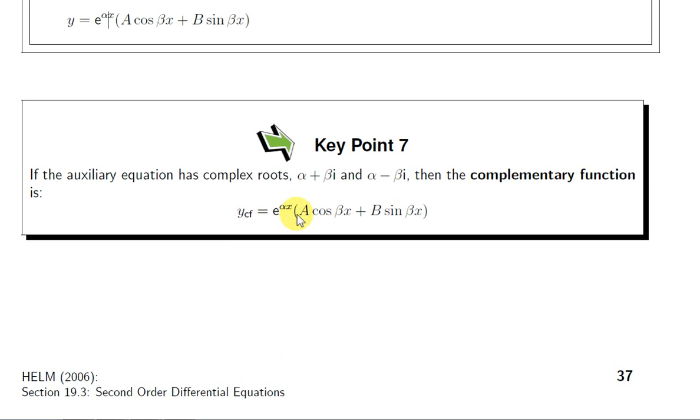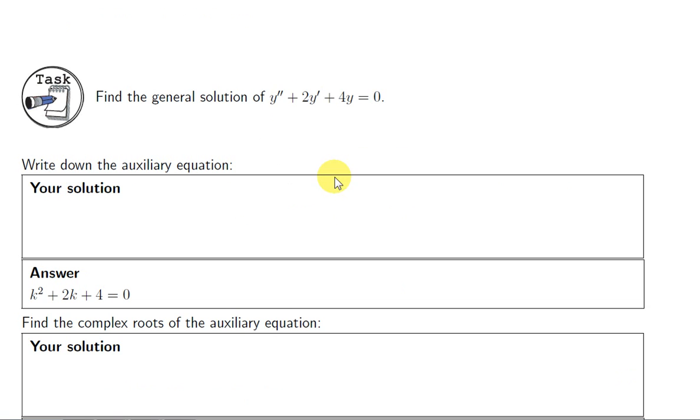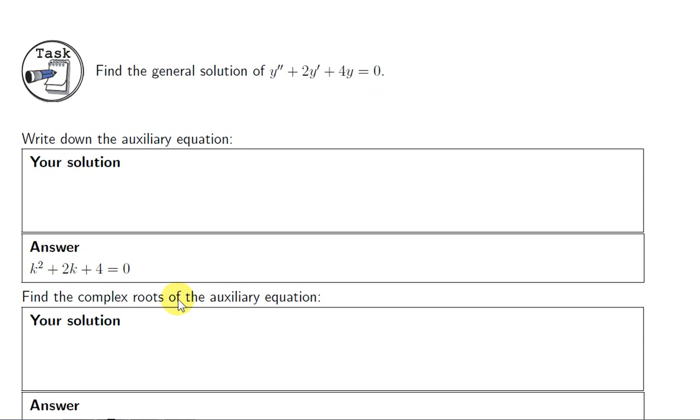Remember, we call the general solution of the homogeneous differential equation the complementary function, because later on we will be dealing with non-homogeneous differential equations where the right hand side is not 0. So here's an example. Well, the auxiliary equation is k squared plus 2k plus 4 equals 0. Turns out that this has complex roots.